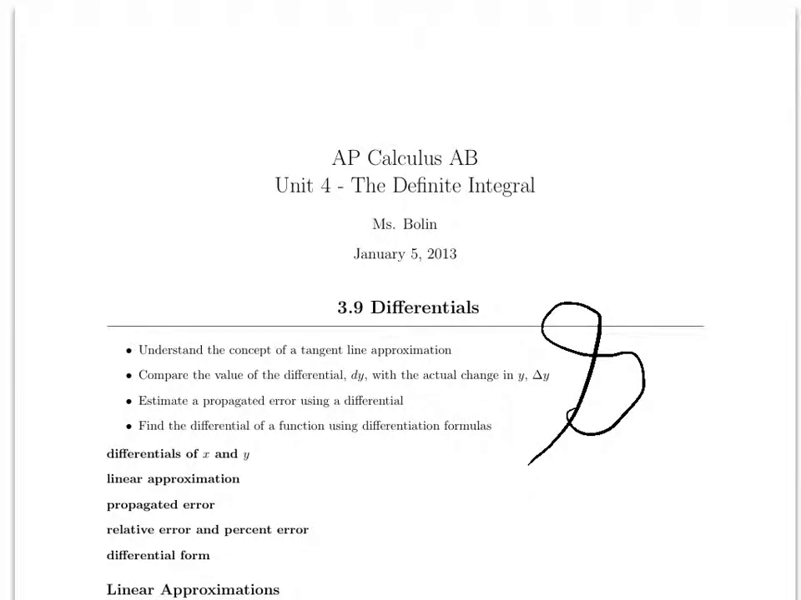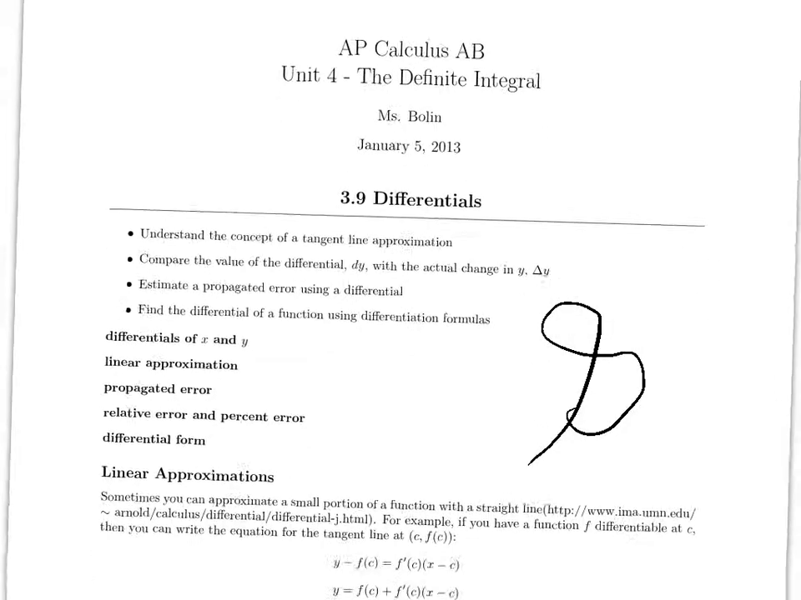Okay, we begin Unit 4 with 3.9. We're talking about what are called differentials, okay? When we use differentials, we are basically making an approximation, and it's important to point out what an approximation is. Approximations are useful when you can't find exact values, but in our case, we're going to do approximations for things that we could find the exact value for, but we're going to do this just to practice, okay?